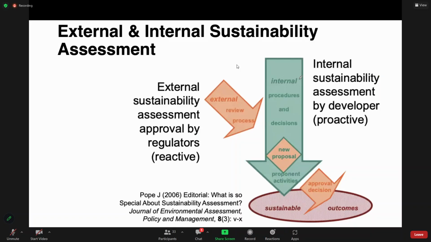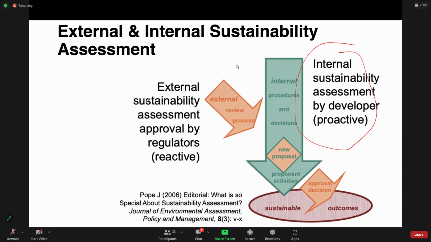So when we are talking about these sustainability assessments, especially in projects, it can happen in two ways. There can be internal assessment. As a developer, as a client, you might undertake your own sustainability assessment of your own project. So it's a proactive thing. You do it because you want to undertake a sustainable, environmentally, socially responsible project.